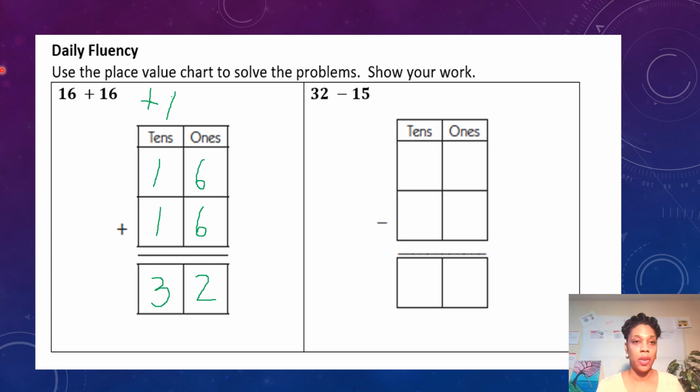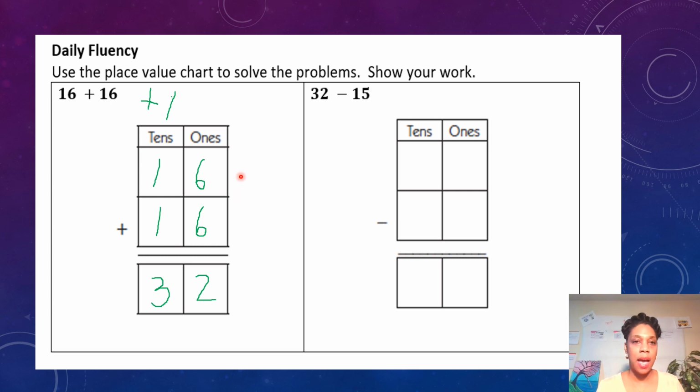I hope you solved that on your own. Now let's see how I solved the problem. I have the problem 16 plus 16. I wrote it vertically with the numbers lined up and down. I have the ones column and the tens column.